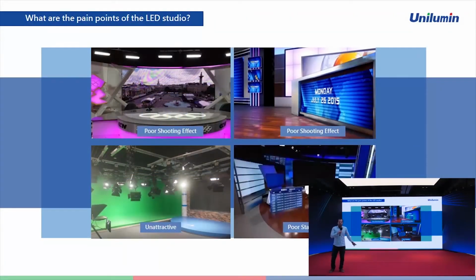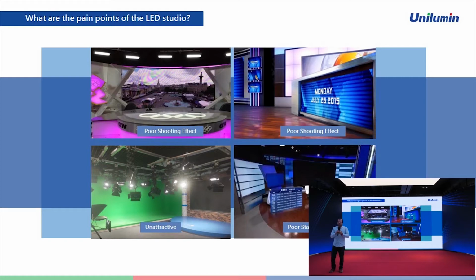In these pictures, you see a studio for the first time like this. It will make you question, why are they even using these ugly performing displays? The LED screens in the first and the second picture have poor shooting effects. The third picture is too simple and unattractive. In the last one, the LED screen has black lines in it.